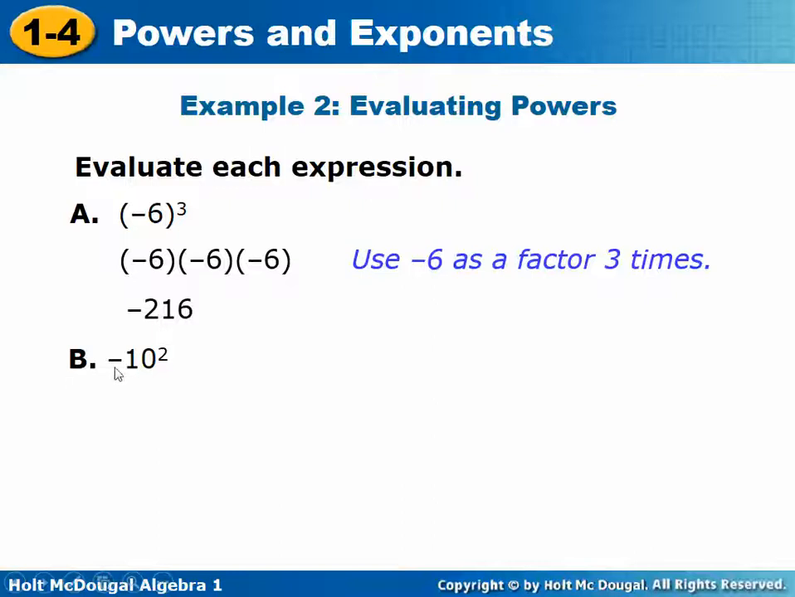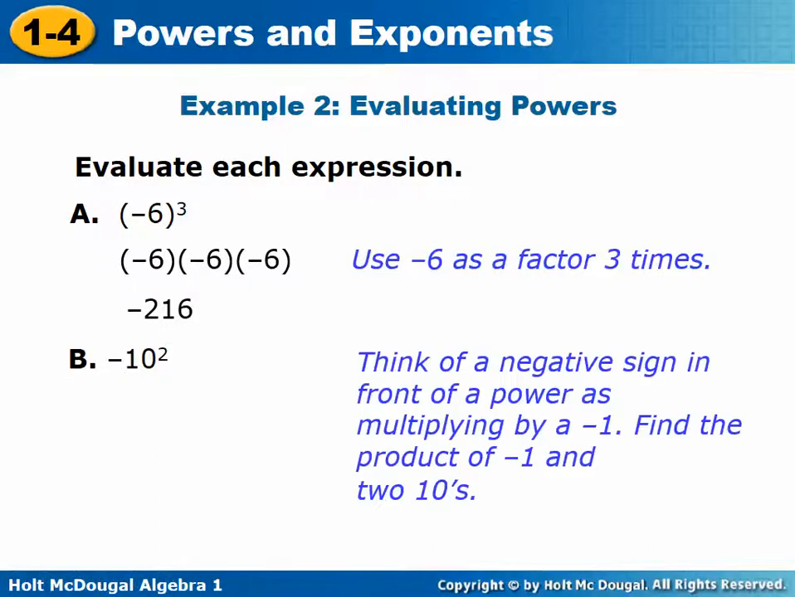Now in B, that negative out front, that is not part of the base. 10 is the base. So we need to take 10 times 10, and then whatever that is, we'll have a negative answer. So the answer is -100.